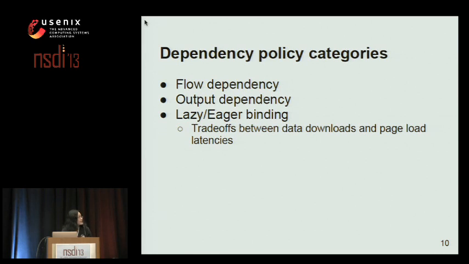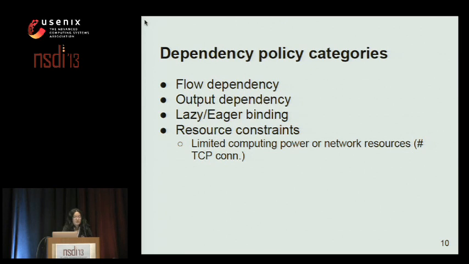The third category is lazy and eager binding, which trades off between data downloads and page load latencies. An example here is preloading. Preloading is an eager binding where browsers can preemptively load web objects which are embedded later on the page. The last category is resource constraint. It is a result of limited computing power or network resources. An example is that a lot of browsers allow 6 TCP connections to a single server. So if we want to load 7 web objects from a single server, the last one needs to wait until a previous one is completed.